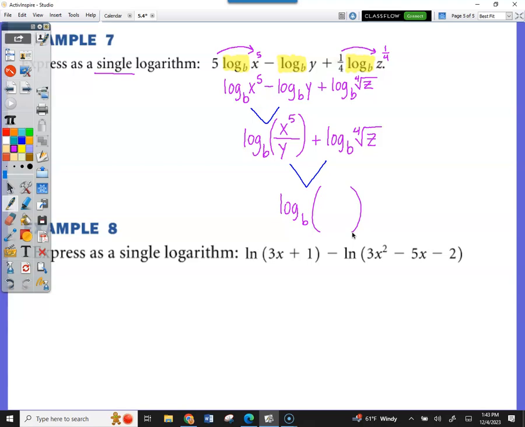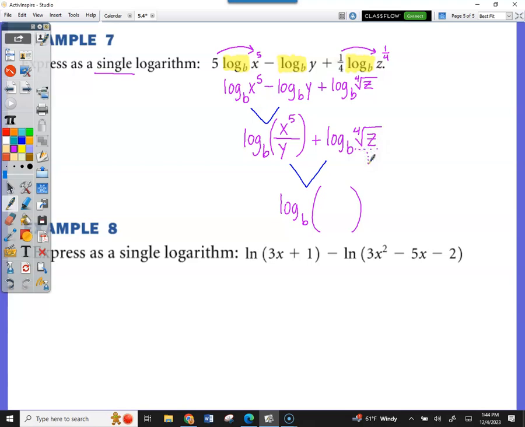Well, plus translates to multiplication. So x to the 5th over y times the 4th root of z. You might be thinking, where do I put the 4th root of z? Do I put it in the top or do I put it in the bottom? Well, what's understood to be over? A 1. So don't dare put it in the bottom. The 1 is in the bottom. There's an understood 1 right here. If you need to write it, then write it.